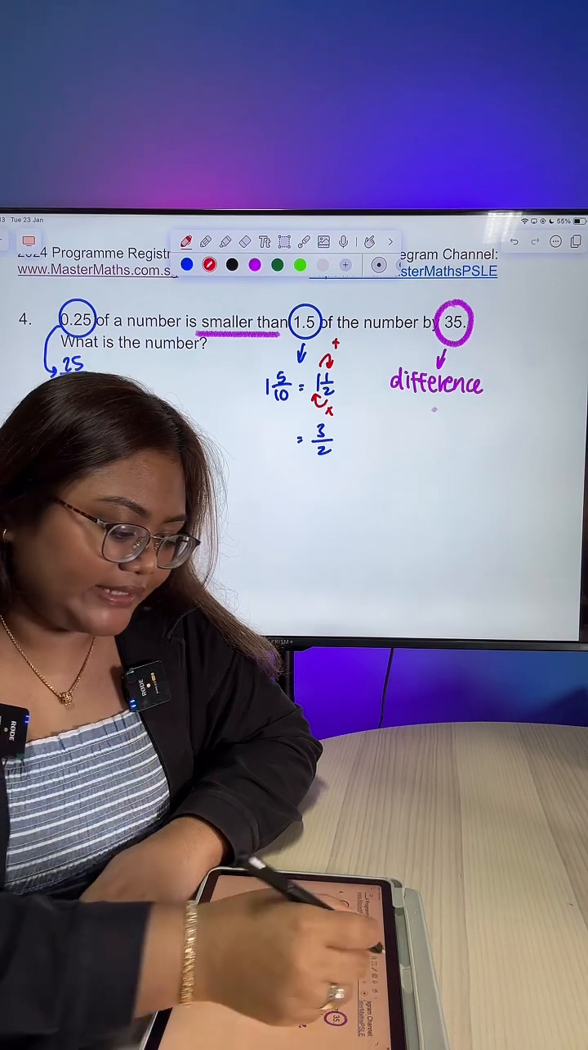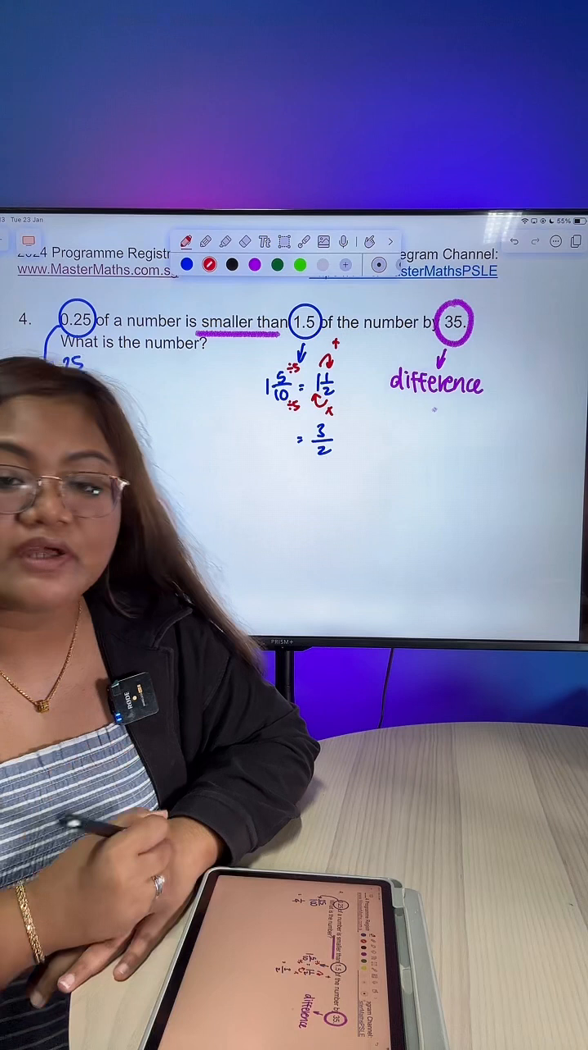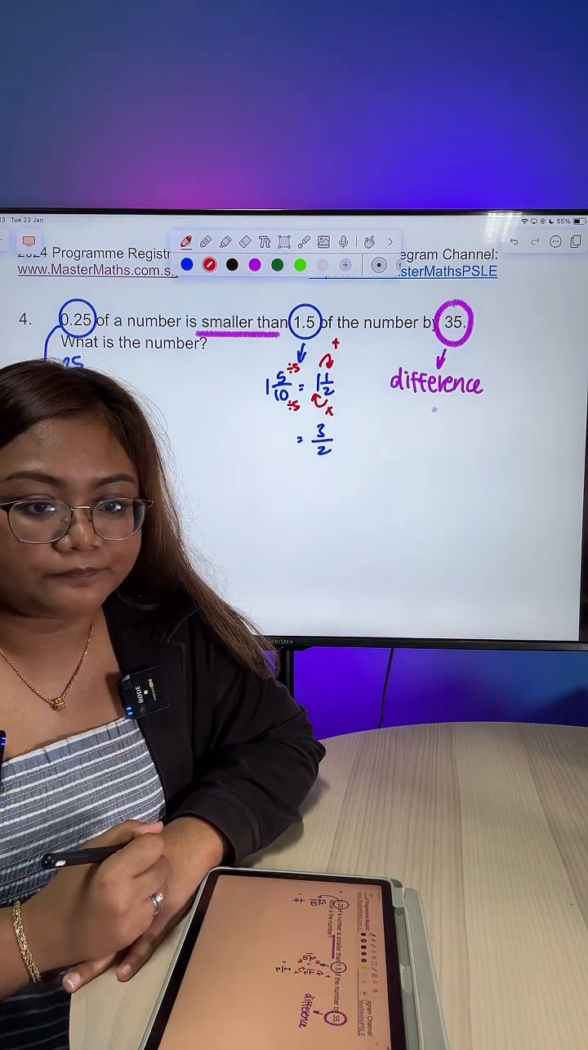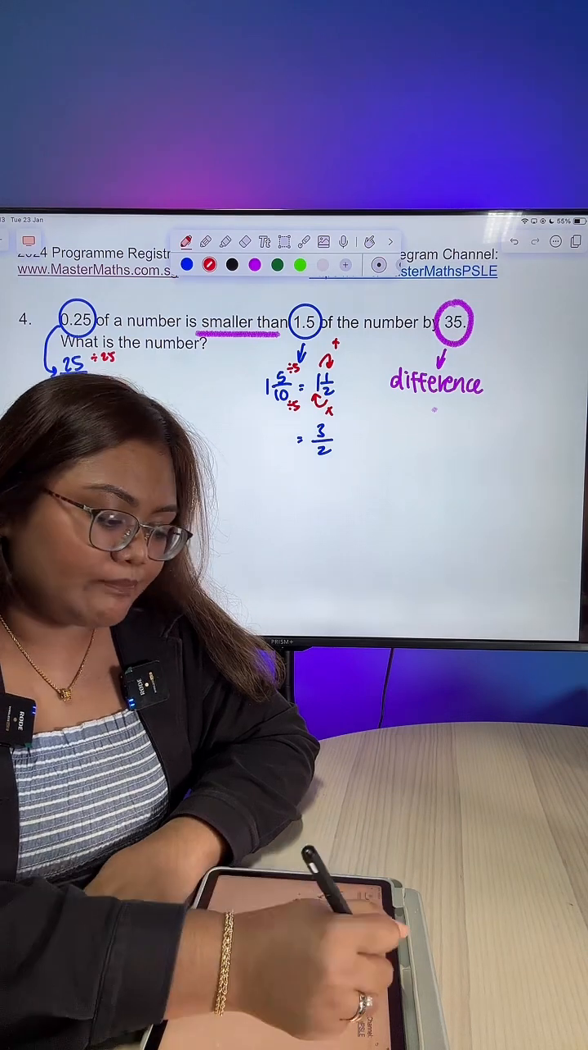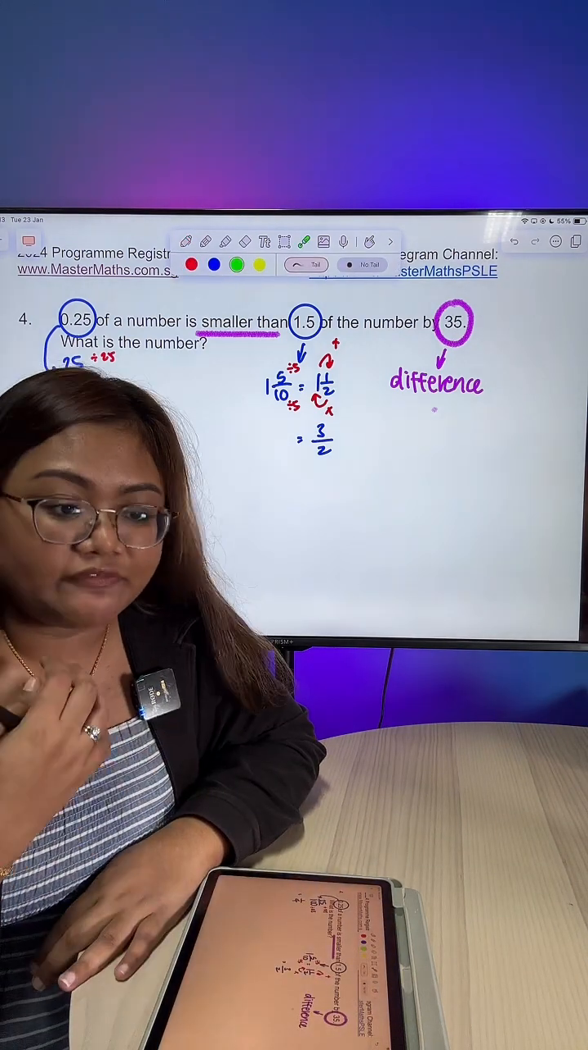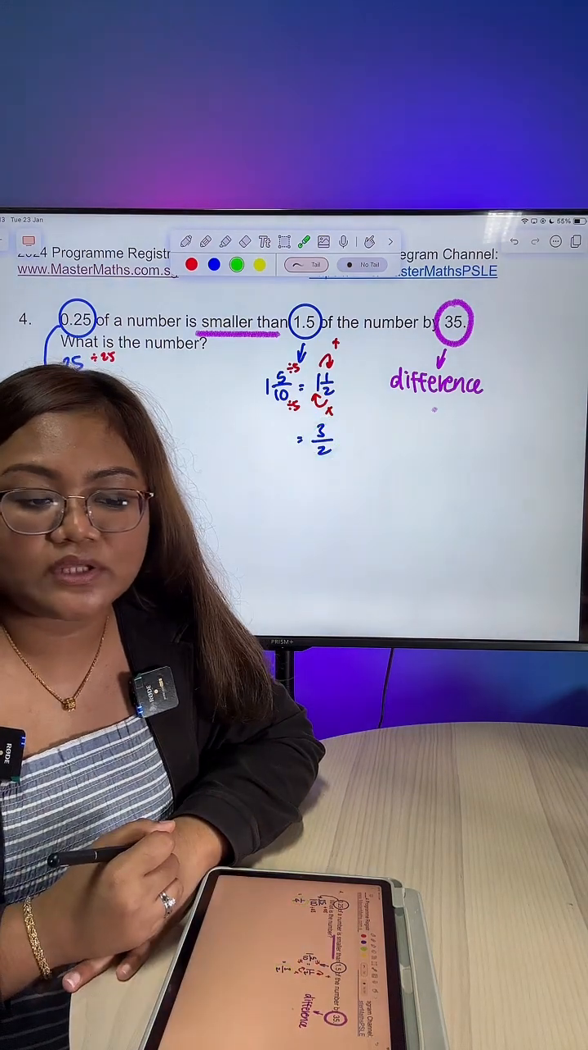Okay? How did I get 1/2? 5 divided by 5, 10 also divided by 5. I'm simplifying. Okay? On the other side also same thing. I divide 25, I divide 25. I'm simplifying. The reason why I want to simplify these fractions is so that it's smaller numbers for me to work with. Okay?